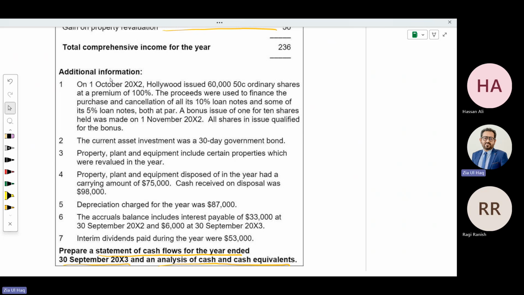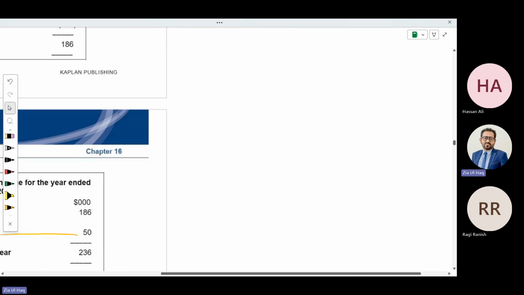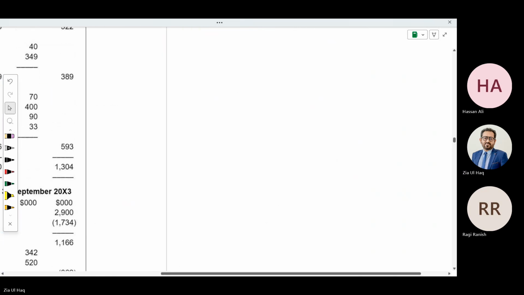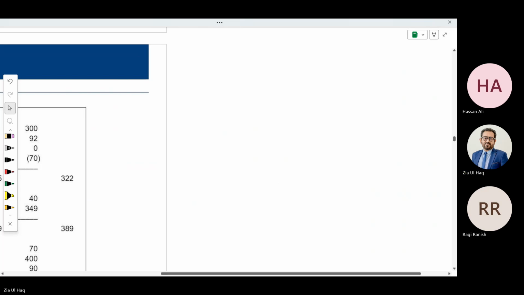Before moving on, first we should prepare the format of the cash flow statement: company name, cash flow statement, year end. In the exam paper, if there is a question to prepare a cash flow statement, you need to prepare it in an Excel sheet. But I suggest that before preparing in Excel, try to prepare the cash flow statement on paper, then just copy and paste into the Excel sheet.